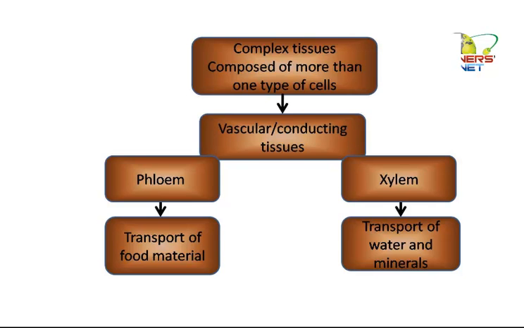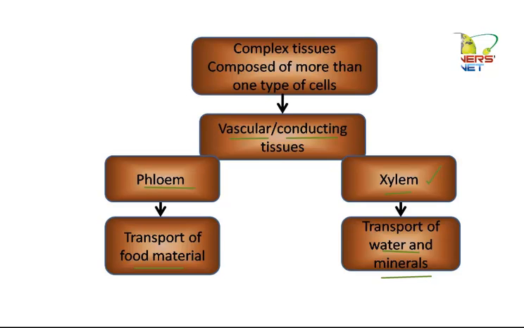Now these are also known as vascular. Why? Because they form the vessels. They are arranged in the form of a vessel, and these vessels help in the transportation processes. Thus we are calling them conducting tissues. Now these conducting tissues, if they transport food material, then these are known as phloem. Or if they are transporting water and minerals from the soil, then these are known as what? Xylem. So the material which is transported by xylem is always in an upward direction.